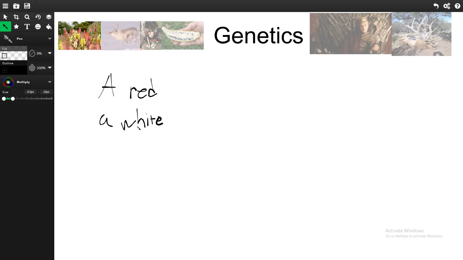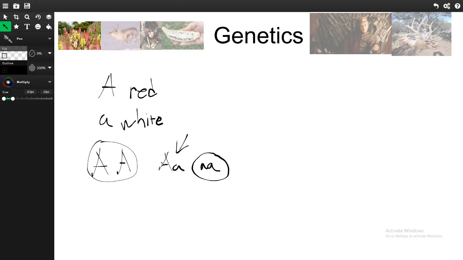So you know that the genotypes for these would be big A, big A, big A, and little a, little a. And if you remember, these would be homozygous. They have two of the same allele. These would be homozygous. And this right here is your heterozygote.